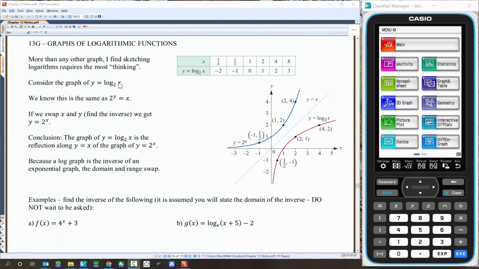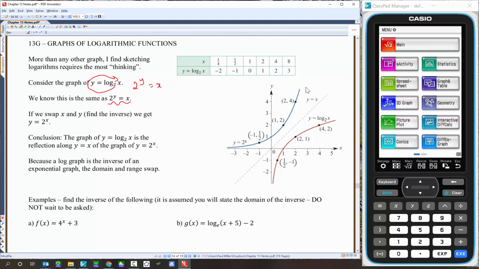So if we've got the graph of y equals log base 2 of x, then note that that can be written in exponential form. We can say that that's 2 to the y equals x. And we know that that's the same as that. If we swap x and y, i.e. find the inverse, then we get y equals 2 to the x. So it's important to note that the graph of y equals log base 2 of x is a reflection along the line y equals x of the graph of y equals 2 to the x. And you can see that there.